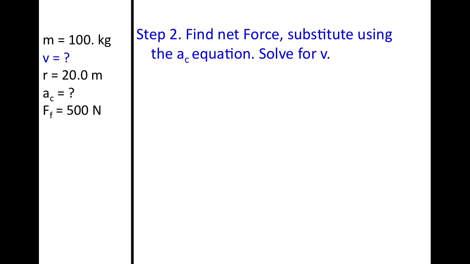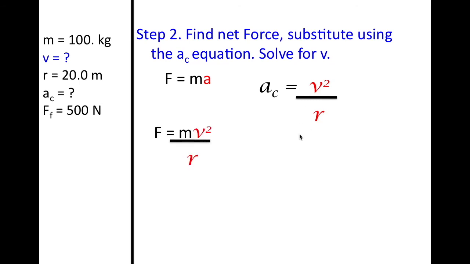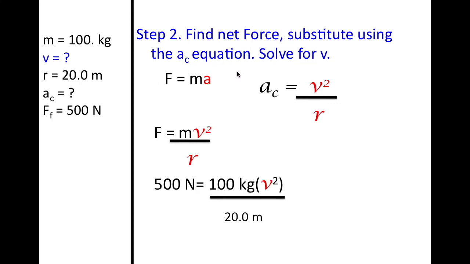Step 2 is to find the net force. Then you can substitute using the centripetal acceleration equation, solve for v, and you would have your answer. The variables that we have are listed over here on the left, and we are trying to find the speed. Using the equation F equals ma, and knowing that acceleration equals v squared over r, we just plug in this v squared over r into our F equals ma equation, and when we plug in our values, we solve for v, and we get an answer of 10 meters per second.